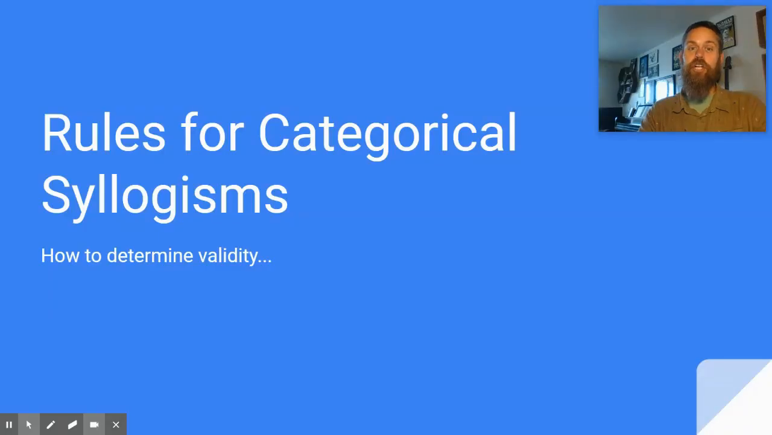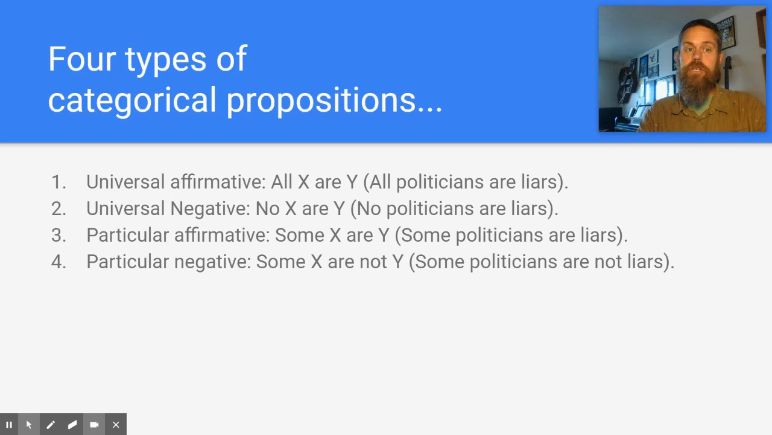All right, everyone. Today we're going to look at 6 rules for determining validity when it comes to categorical syllogisms. Before we do, let's talk about the 4 different types of categorical propositions. Type number 1, universal affirmative: All X are Y. All politicians are liars.